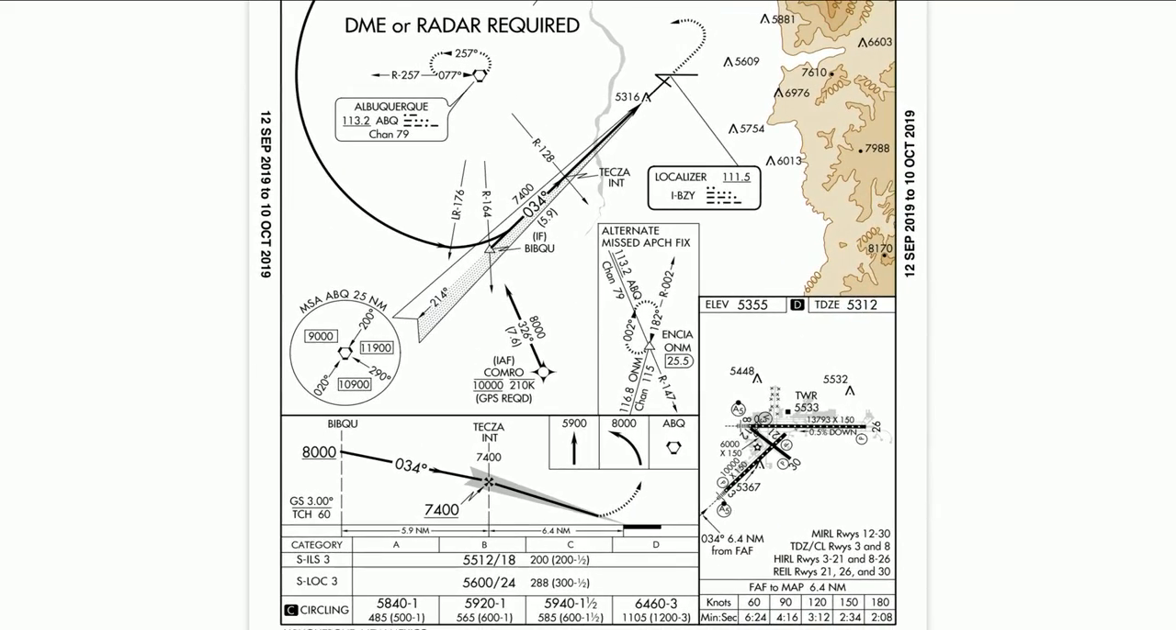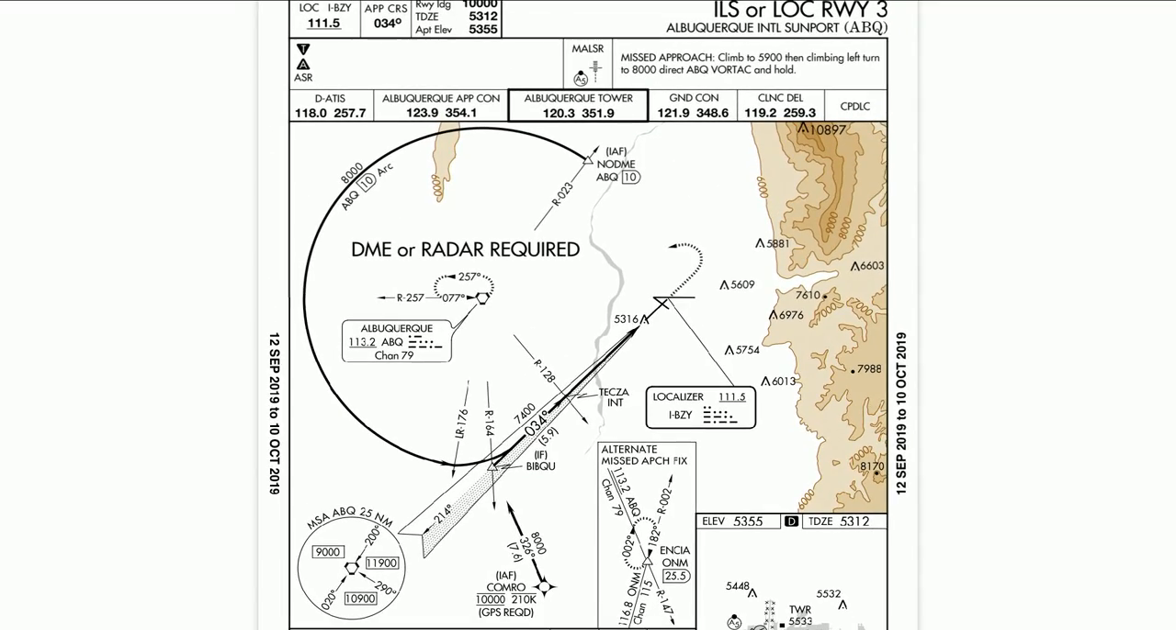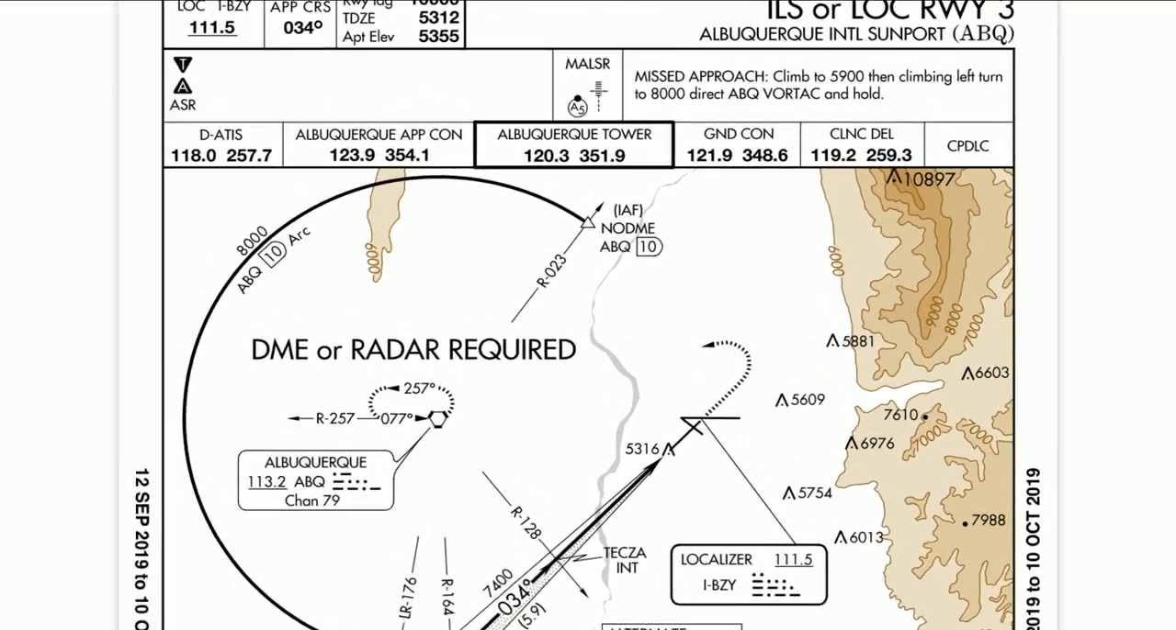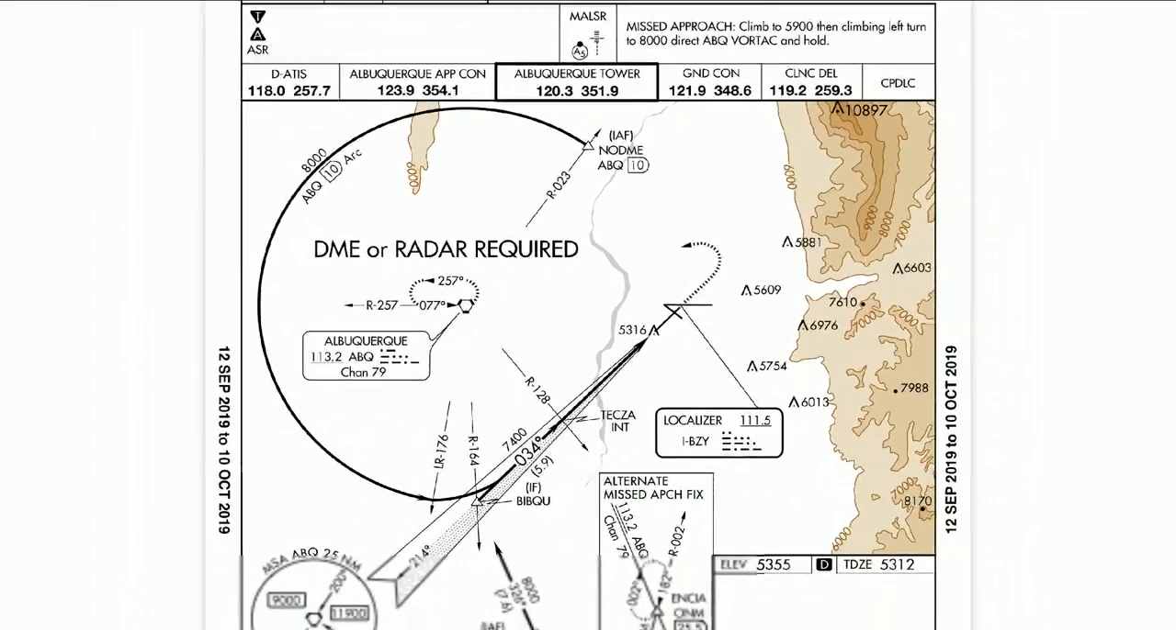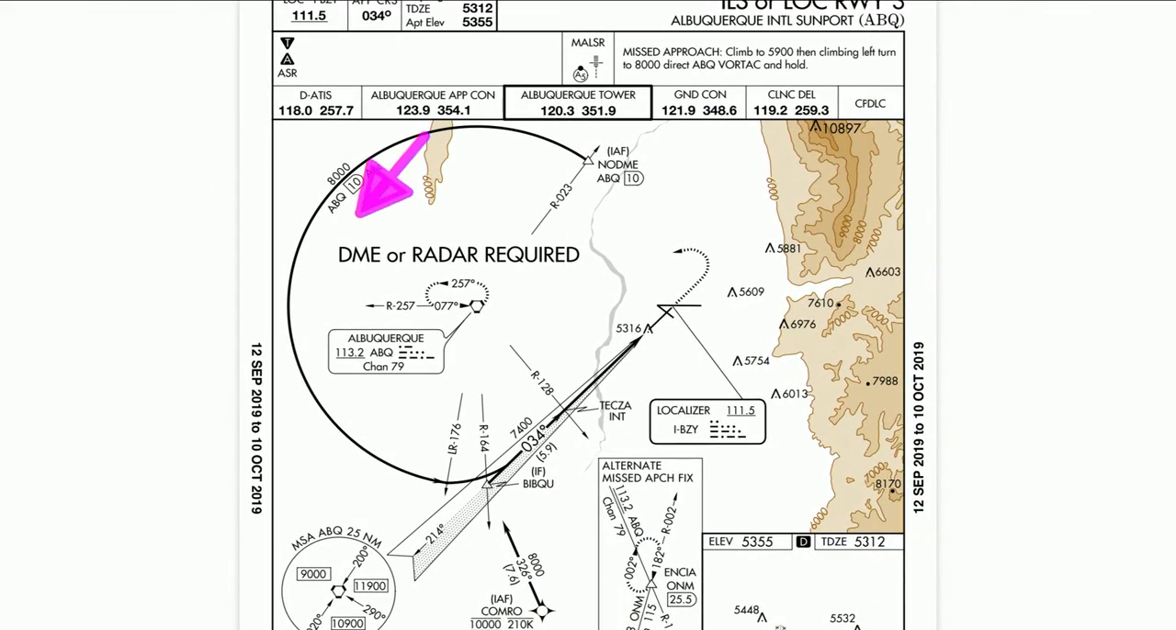And then if you looked at the missed approach procedure, I'll zoom in a little bit. Climb to 5,900 feet, then climbing left turn to 8,000 feet direct to the Albuquerque VORTAC and hold. So in this case, the missed approach procedure, you wouldn't actually need DME on it at all. And so that's why they say it's only required for entry from the en route environment.